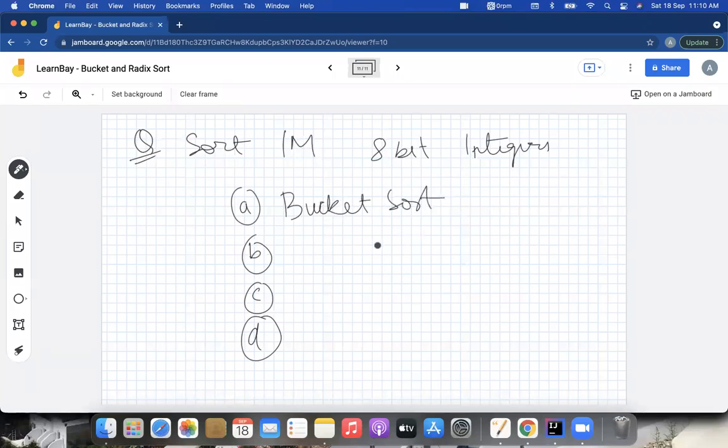So can you use bucket sort to solve this? Of course, you can use any sort to solve this. What's the best algorithm to solve this? Bucket sort, merge sort, quick sort, or bubble sort?